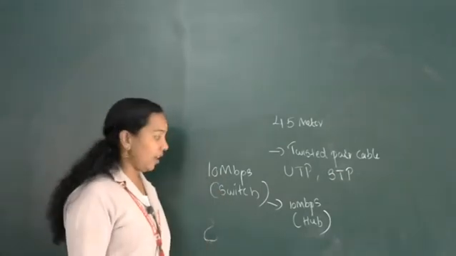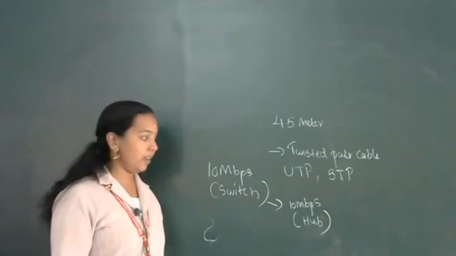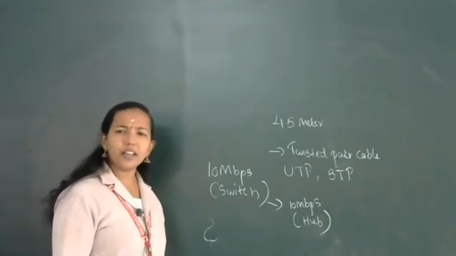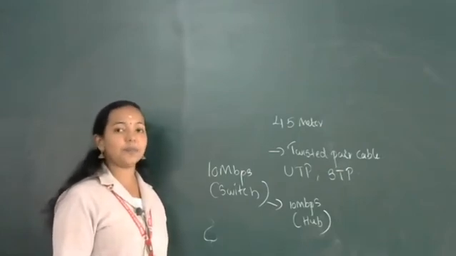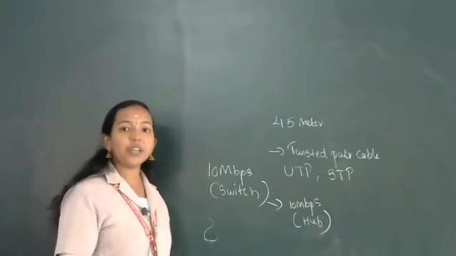Which device is already present? Now a 10 Mbps switch is present, and you want to replace it with a 10 Mbps hub. Will it affect the network traffic, the network accuracy, or the network speed? Is there any possibility? You want to give your suggestion.